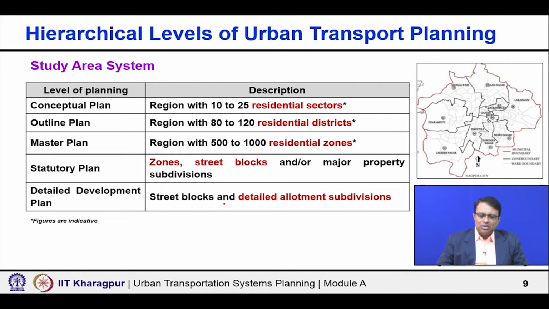In the statutory plan, we are considering zones, street blocks and or major properties, and also further subdivisions. And finally, in the detailed development plan, we are also considering street blocks and detailed allotment subdivisions. So, going even deeper and further deeper. That is the whole hierarchical level, right. First one is the gross, bigger, larger area, and then going into smaller units, further smaller units, and finally developing the detailed development plan.